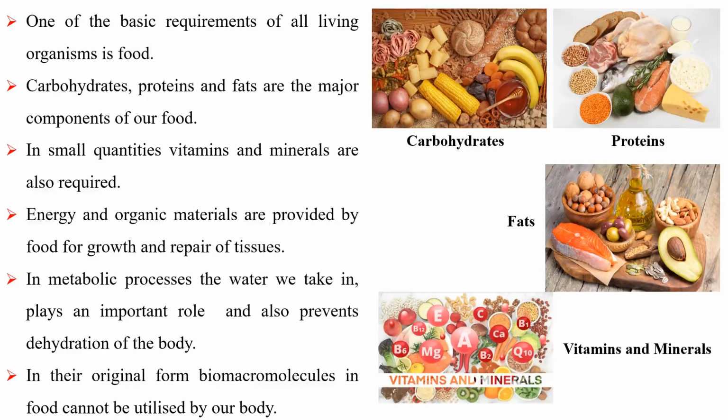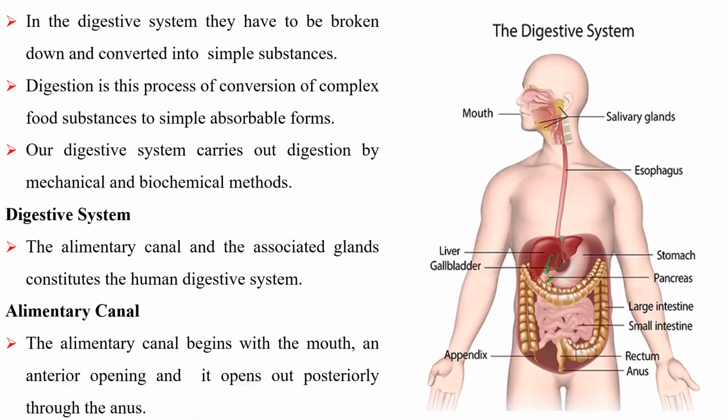In their original form, biomacromolecules in food cannot be utilized by our body. In the digestive system, they have to be broken down and converted into simple substances. Digestion is this process of conversion of complex food substances to simple absorbable forms. Our digestive system carries out digestion by mechanical and biochemical methods.